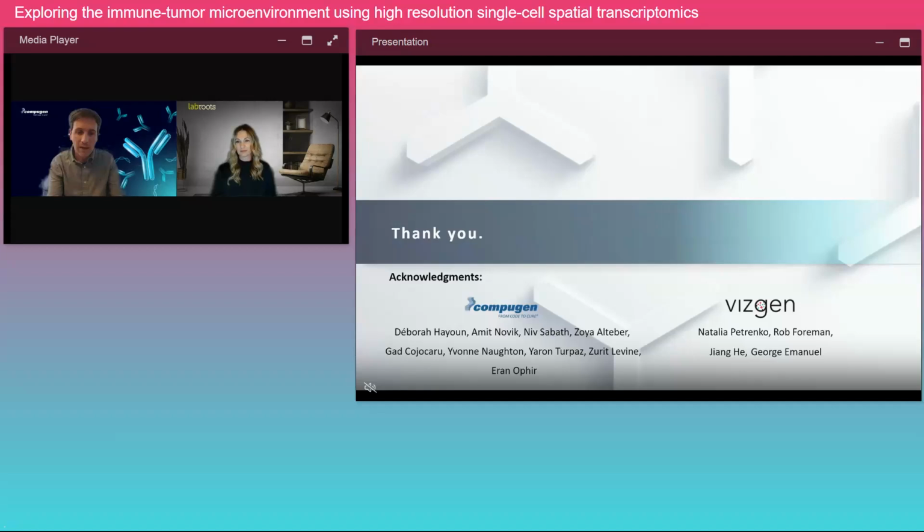And then another aspect that we had is that we have a really complex question to ask: interaction between cells. And for this, we needed really high resolution single cell transcriptomics, and other approaches didn't really allow this. So this was also a consideration.